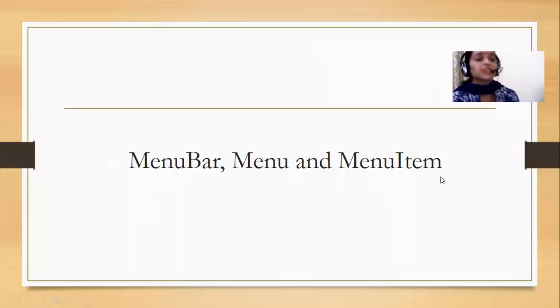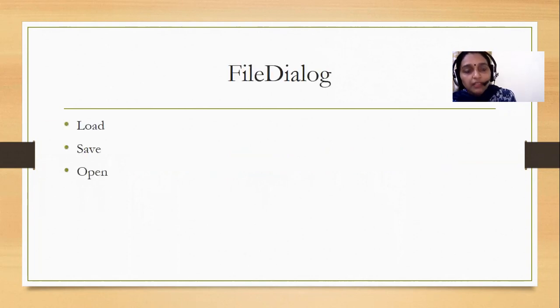Okay. So now we'll continue with our AWT. We'll go into an interesting component: MenuBar, Menu, and MenuItem. All these are keywords, in camel case. All these three together are used to create a menu-driven component. Once we finish seeing the menu component, we will see something called FileDialog.